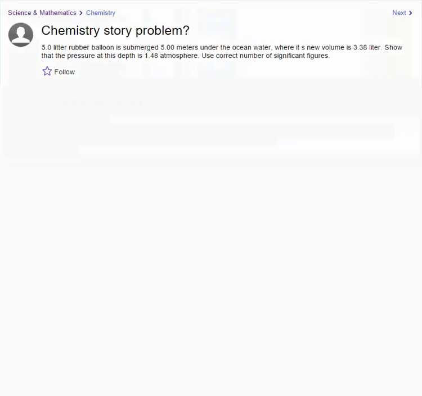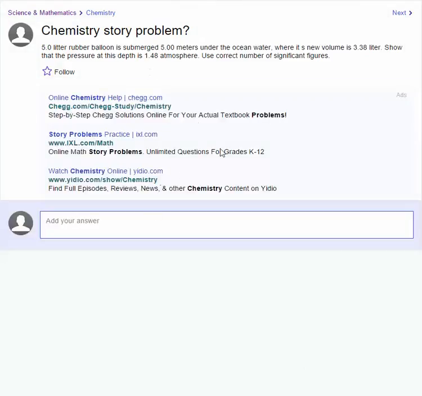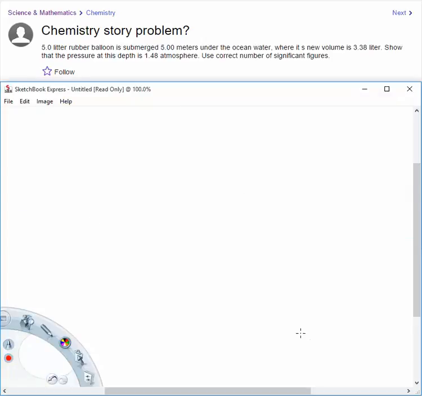Hadassah. Okay, so you have a chemistry story problem about a 5-liter balloon that is submerged 5.00 meters under the ocean water, where its new volume is 3.38 liters. Show that the pressure at this depth is 1.48 atmospheres. Use the correct number of significant figures.